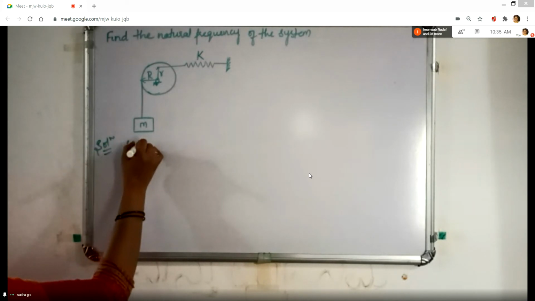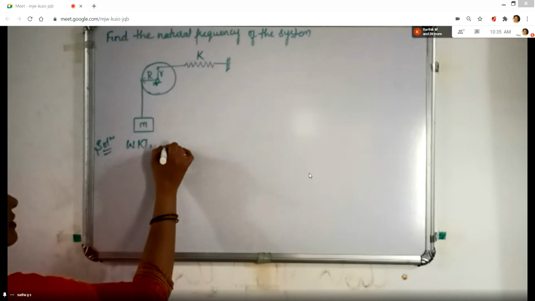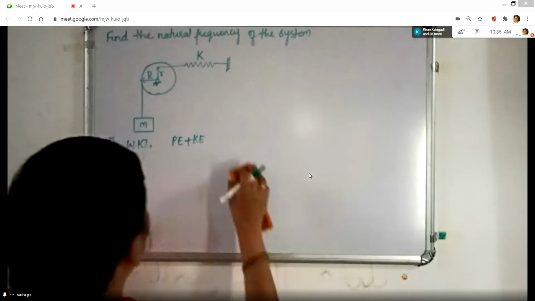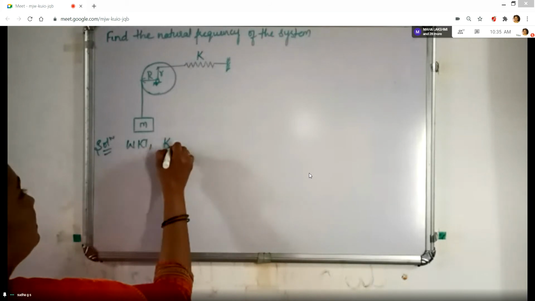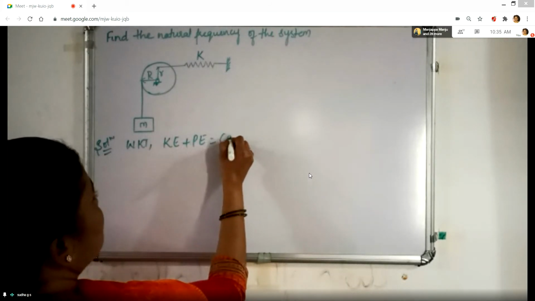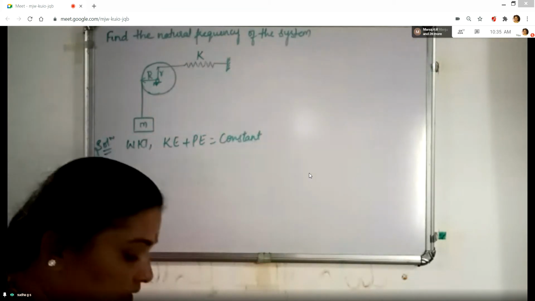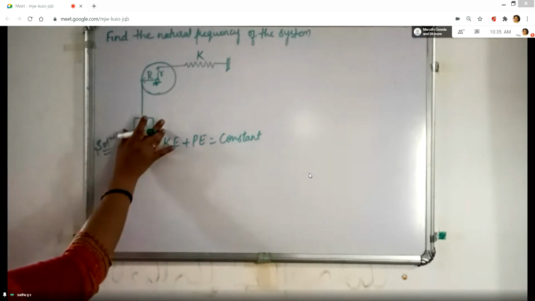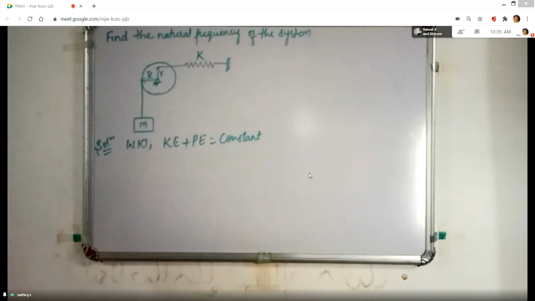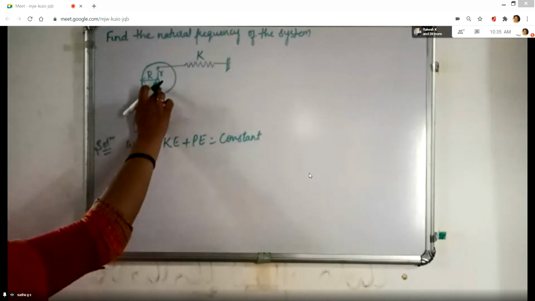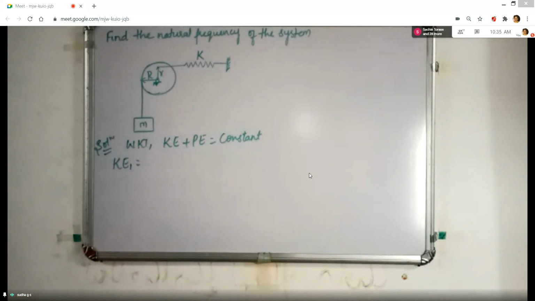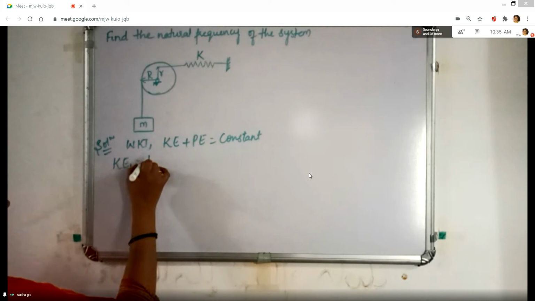We know that by the energy method, potential energy plus kinetic energy is equal to constant. This is our equation. Now, we will write the kinetic energy of the mass and the kinetic energy of the pulley. We always consider this as 1 and this as 2. Now we write the kinetic energy of mass 1 of the first system, that is half mv square.